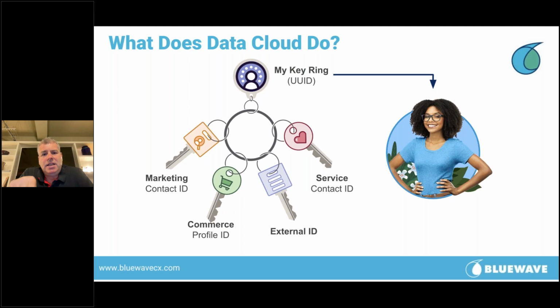I really like this keyring metaphor here and diagram. I think what you can see here is that when we unify data around that individual, what we're doing is bringing in data from lots of different sources, whether that's our marketing database, our commerce database, other external systems, perhaps your service systems, your call centers, and then unify that data around one single individual. You're not losing any of those data streams. It just allows you to bring it together around a single individual.